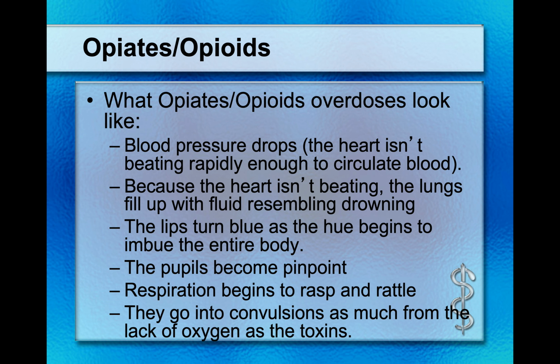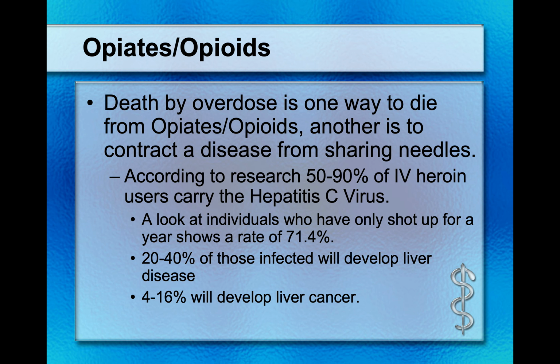And their heart, yeah, the heart's beating really slow and not very strong. A lot of times we can't even get a pulse from them. We have to do what's called a Doppler to find their pulse. Death by overdose is one way to die from opioids.